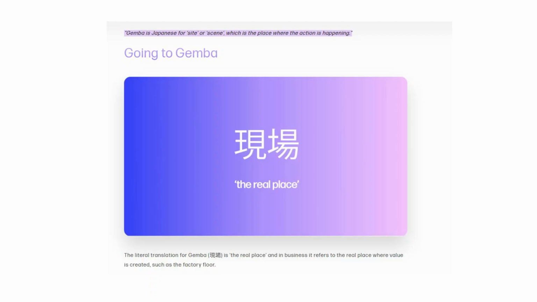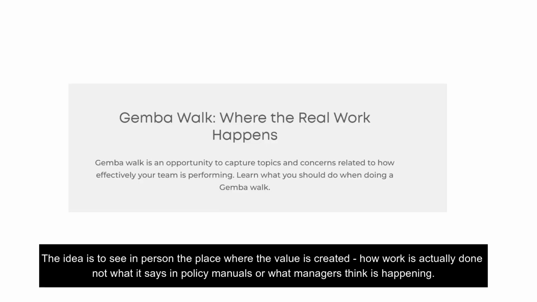Now, a crucial way to identify these wastes is to actually go at the workplace and see how the work is done. Efficiency experts call this Gemba Walk. Gemba means the real place in Japanese. The idea is to see in person the place where the value is created, how work is actually done, and not what it says in the policy manuals and what managers think is happening. Observe and ask questions. Then only you will be able to identify the waste and take corrective measures.